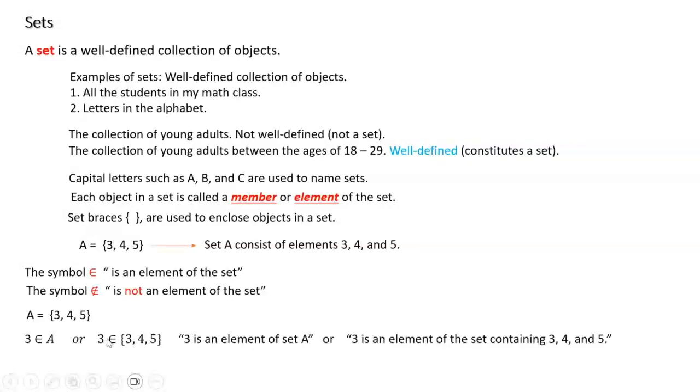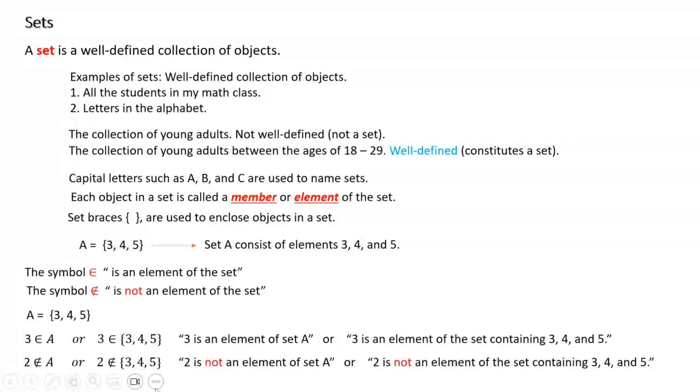And here's how you read it. The first one: 3 is an element of set A, or 3 is an element of the set containing 3, 4, and 5. Now, 2 is not an element of set A, or 2 is not an element of the set containing 3, 4, and 5. All this means is 2 is not in the set A. That's what it means. The one on the left reads, 2 is not an element of set A. The one on the right reads, 2 is not an element of the set containing 3, 4, and 5.